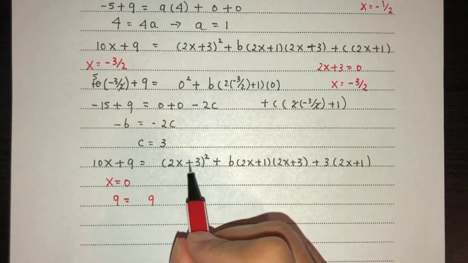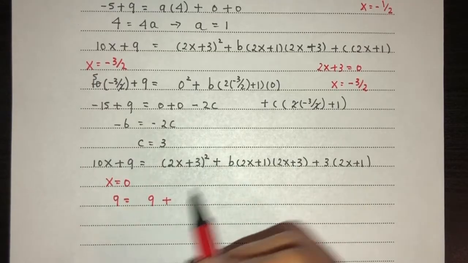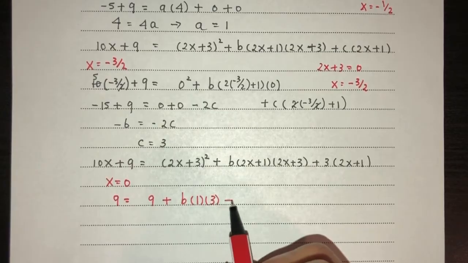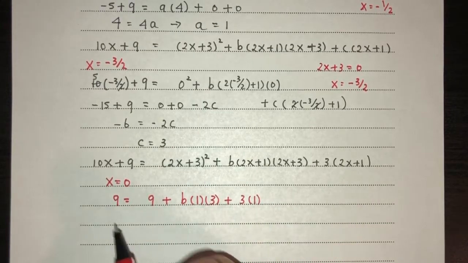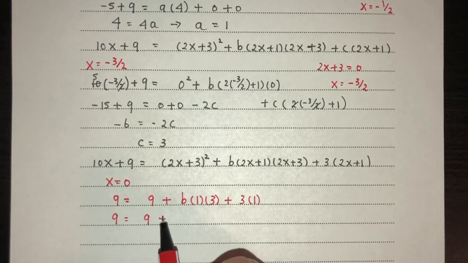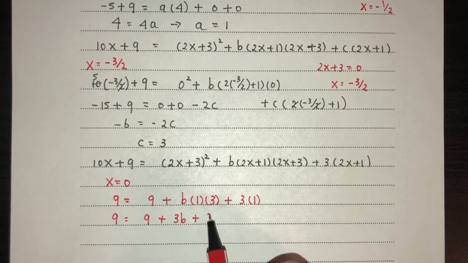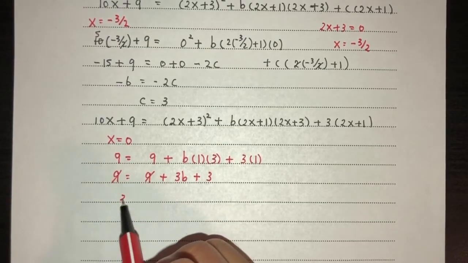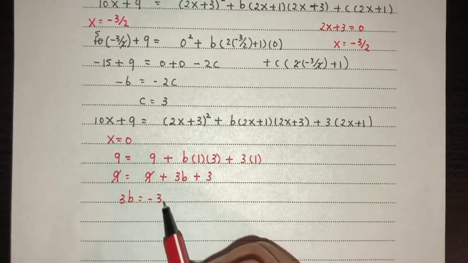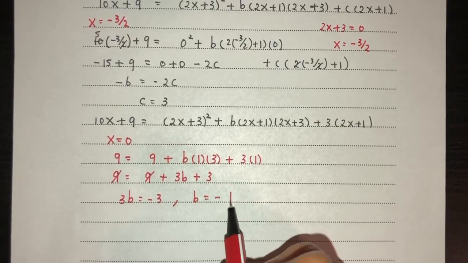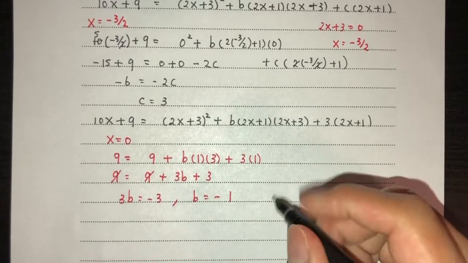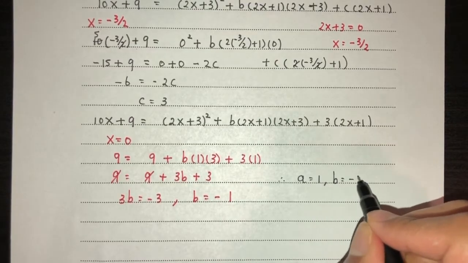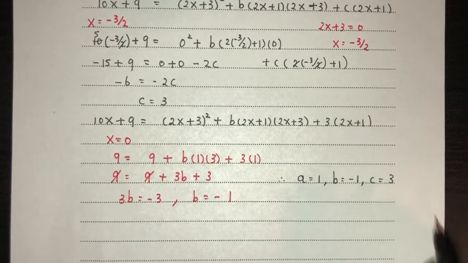So 2 times 0 is 0 plus 3 squared will be 9 plus b. So that is 1 and that will be 3 plus 3 times 1. So you have 9 plus 3b plus 3. So if you observe, we have 9 cancel out. 3b will equal to minus 3. So b is equal to minus 1. Okay. So from here we have the values of a, b, and c. A is equal to 1, b is equal to minus 1, and c is equal to 3.